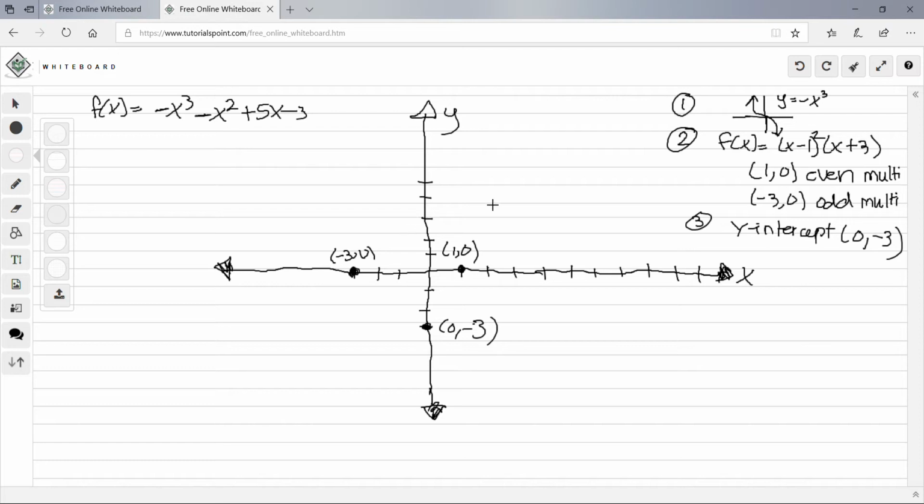So it rises to the left, in quadrant 2. So it's going to go something like this. That's our end behavior. And then it decreases on the right, in quadrant 4. So it's going to go something like this.